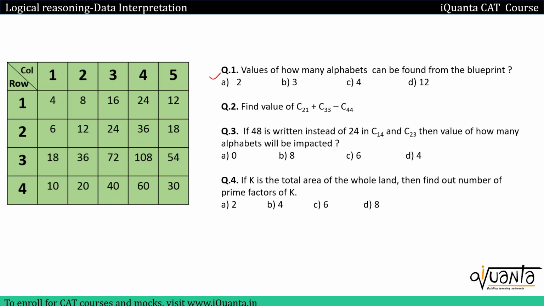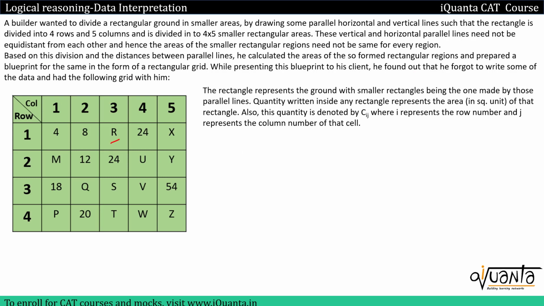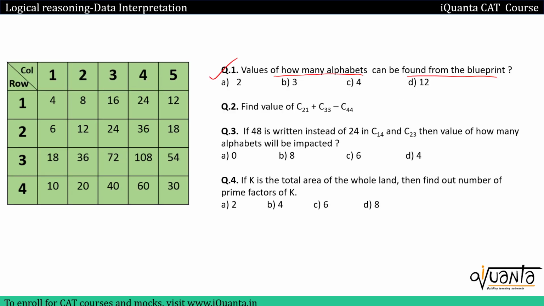So the first question here is: values of how many alphabets can be found from the blueprint. So we could see, how many alphabets do we have? We have 1, 2, 3, 4, 5, 6, 7, 8, 9, 10, 11, 12. So I could find the values of all the alphabets. Hence the answer to this question will be option D.